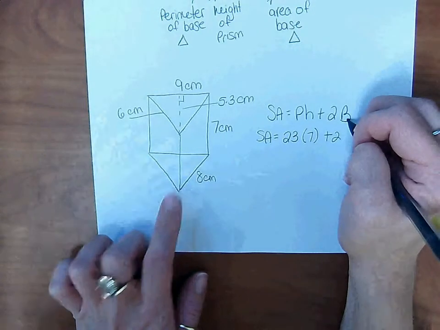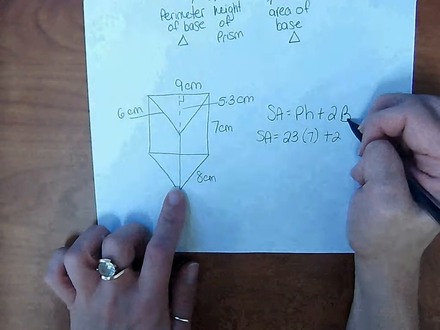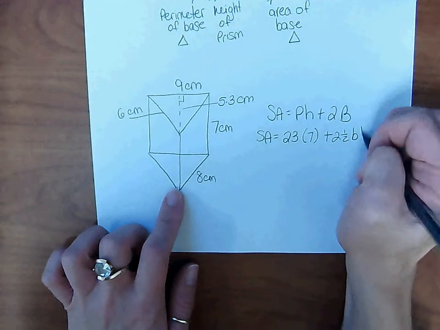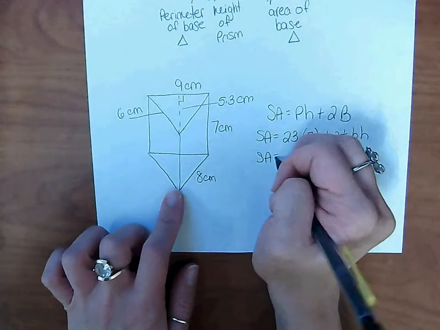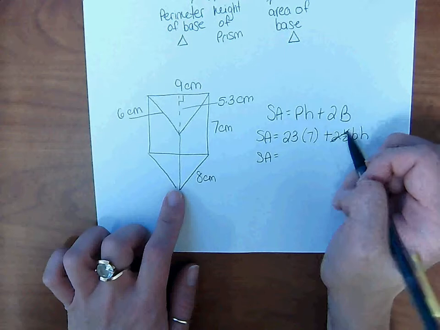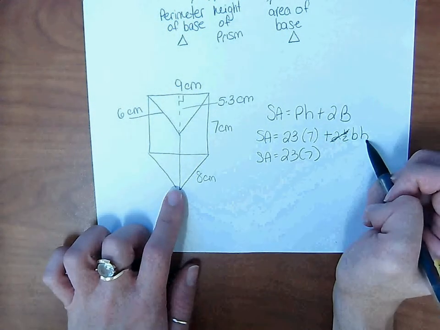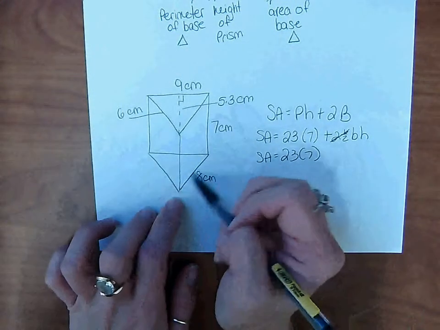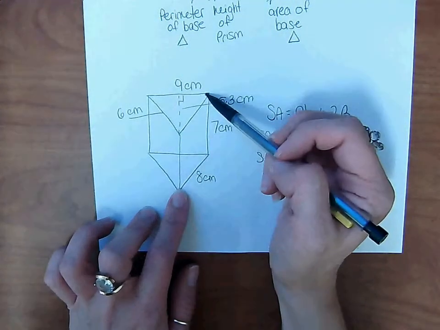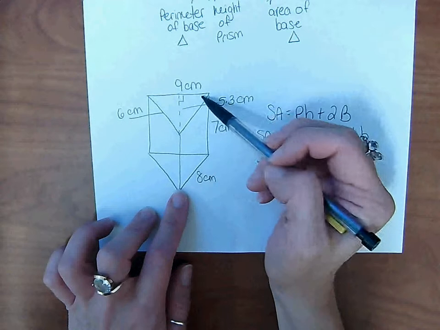Well, the big B is the area of a triangle, 1/2 base times height. Half of 2, that cancels out. So we just need to figure out the base and the height of the base triangle. So here's our base triangle, but it's the same as this top one. So base is 9, height 5.3.